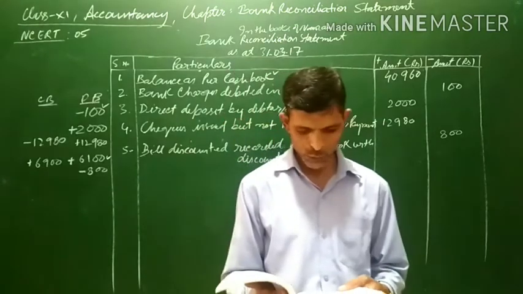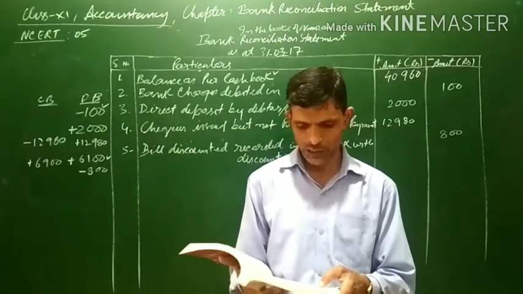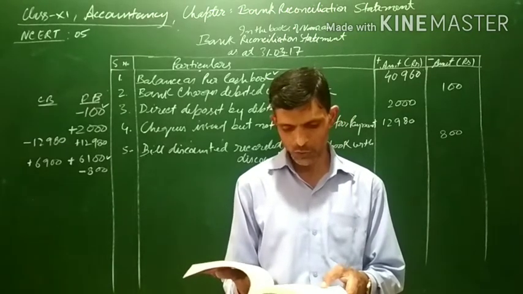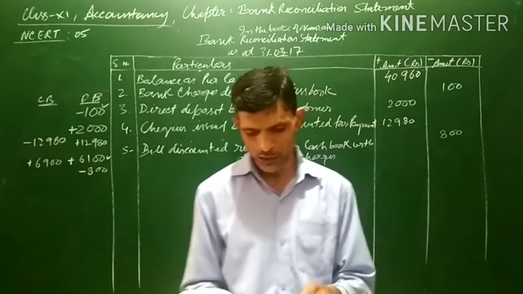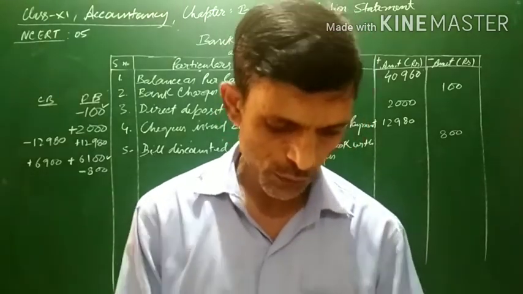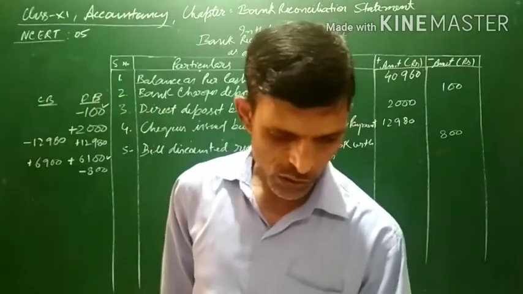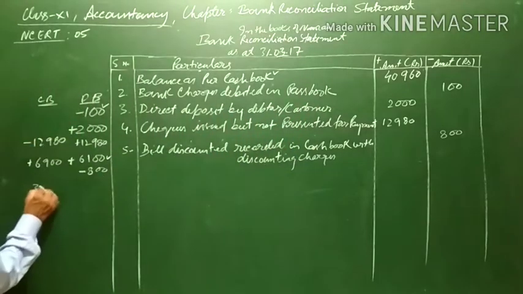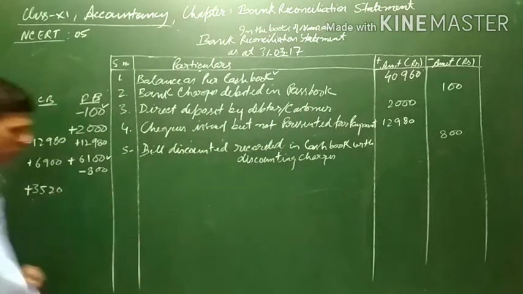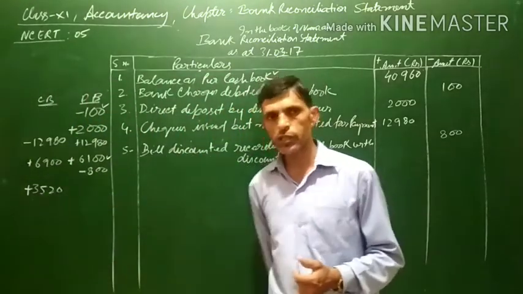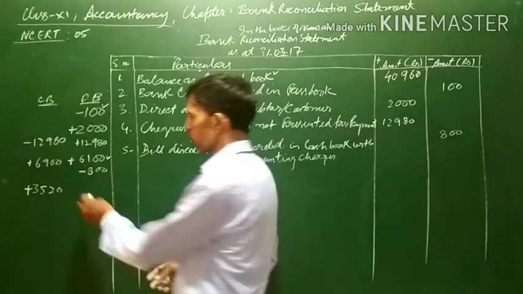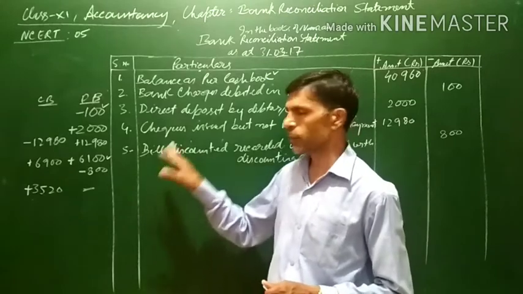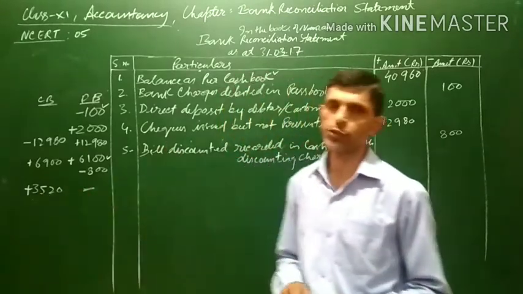Now let us come to the next item, after the bill for 6,900 that we have done. 3,520 entered in the cash book as paid into bank on 31st March 2017 but not credited in the bank until the following date. This was entered in the cash book but not credited by the bank. Means this amount was deposited and entered in the cash book, but it was not credited in the passbook. So in the passbook, less balance of 3,520 will be shown.